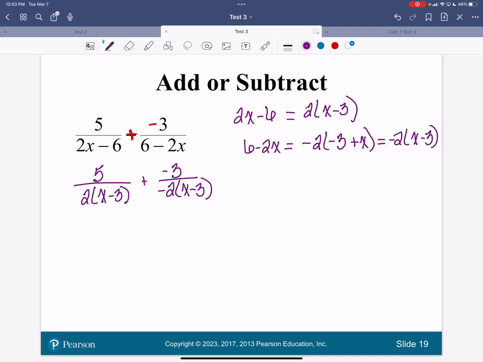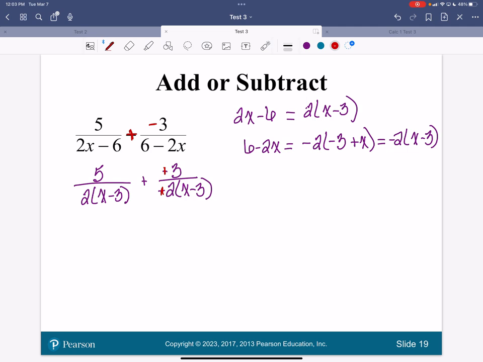Okay, now, I want you to look at that negative 3 over negative 2. What's negative 3 over negative 2? Yeah, it's positive 3 over 2. Okay, negative 3 over negative 2 becomes positive 3 over 2. So I can go ahead and do that. Negative over negative makes a positive.